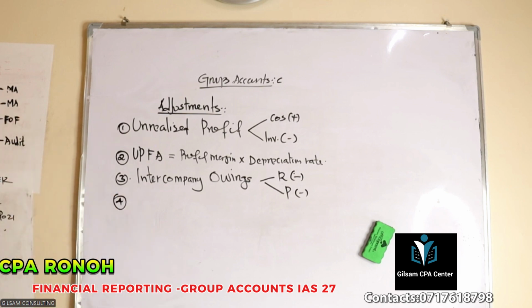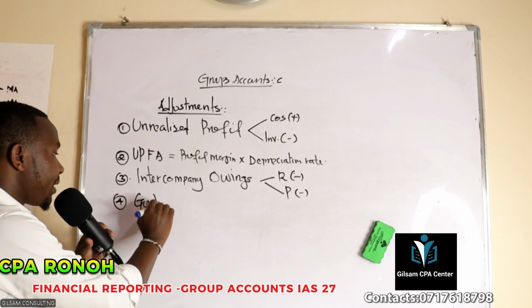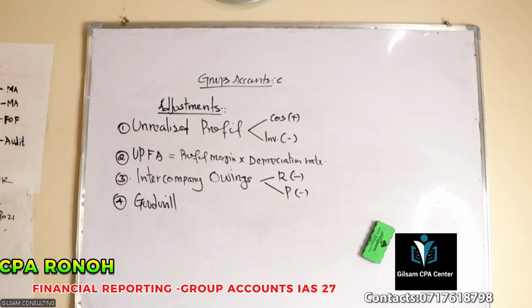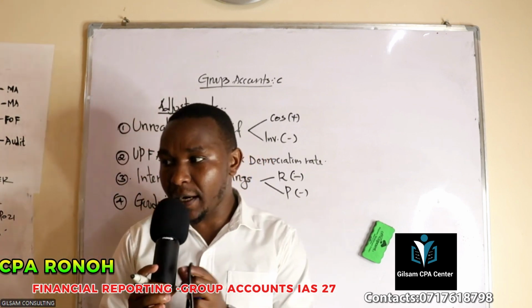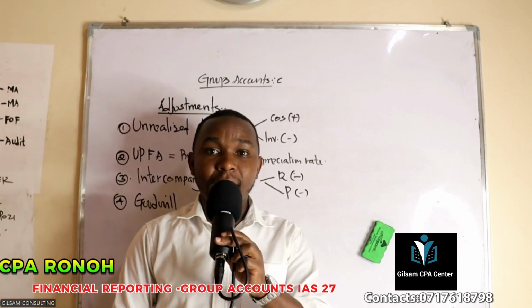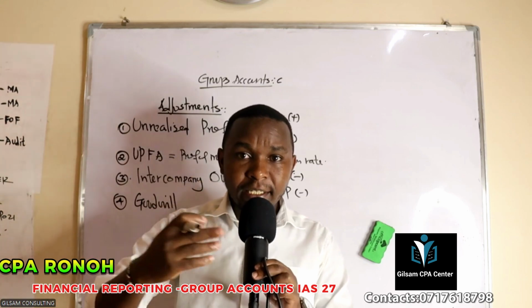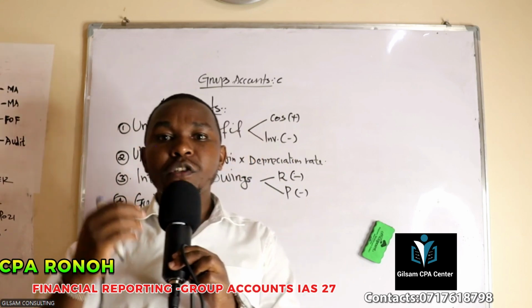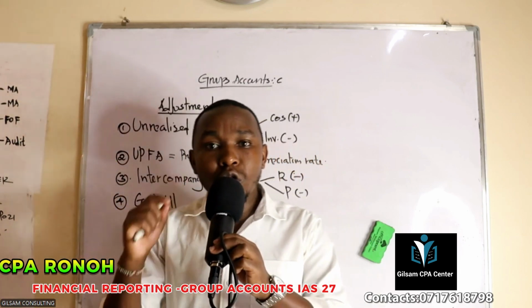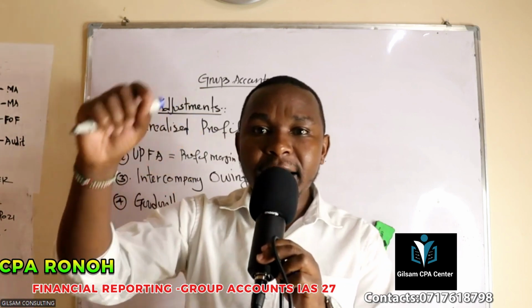Another adjustment, which should have come first but we decided to bring here as number four, is called goodwill. What is goodwill? If you have never been in a class of accounting, goodwill is just a reputation. But in group accounts, goodwill is not a reputation. Goodwill is the difference between the purchase consideration and the net assets acquired.